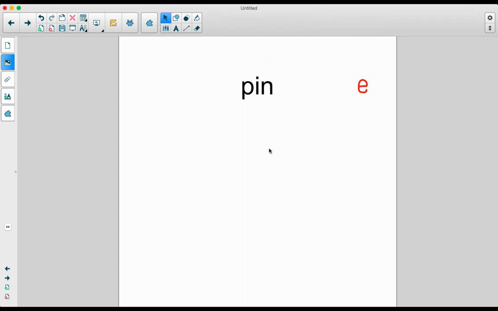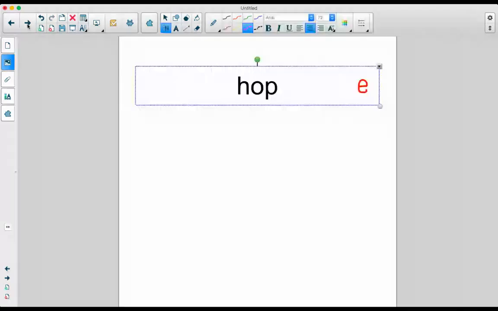Same thing for the word pin. We add an E to the end. Follow our rule. E shouts over to I. He's shouting over one neighbor. And he says I, and E goes to sleep. So now the word is pine.